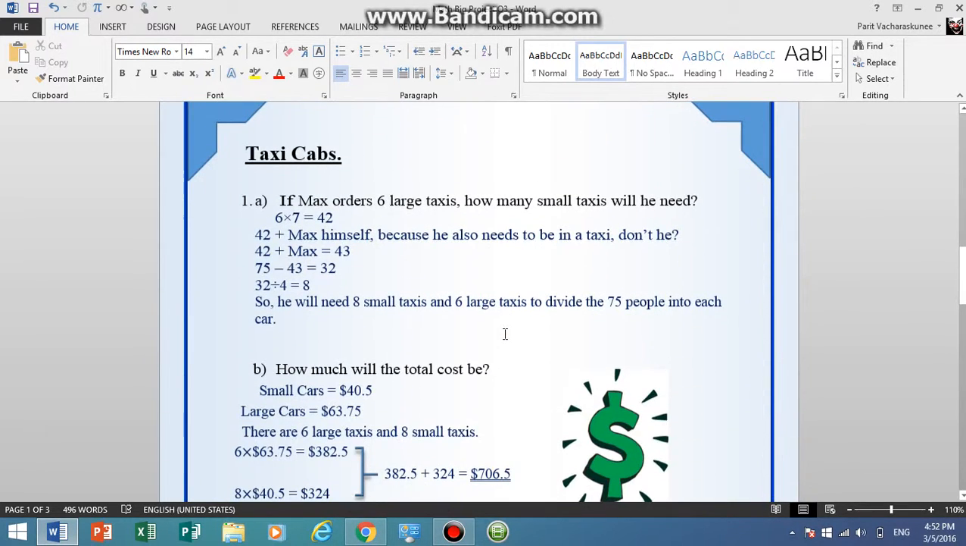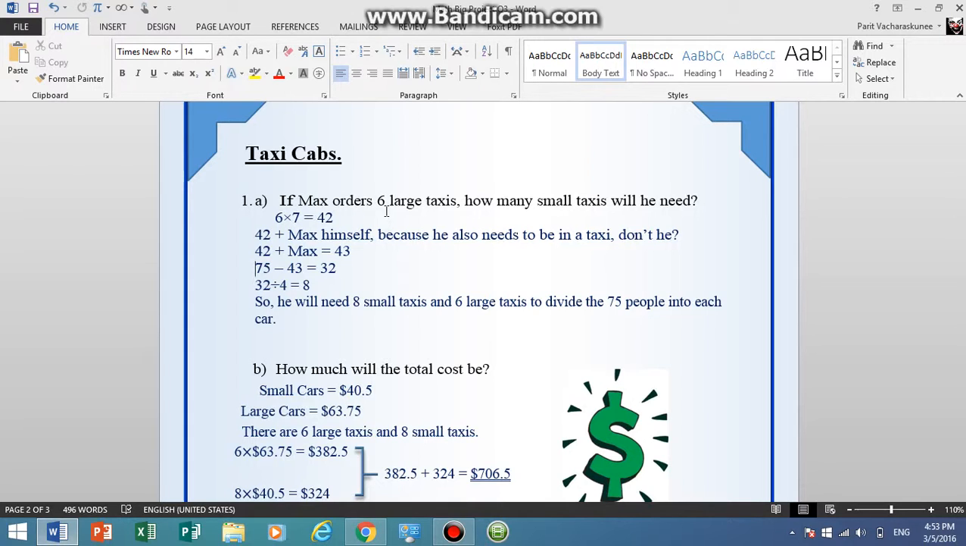The next topic is taxi cabs. The first question has A and B. Max is the guy who will have a party. So he needs taxis, which come as small cars and large cars. If Max orders 6 large taxis, how many small taxis will he need?